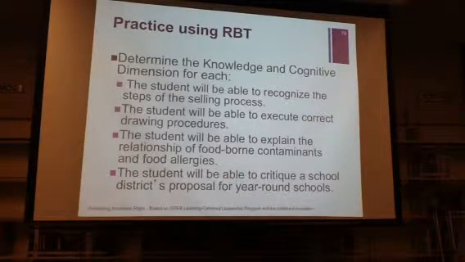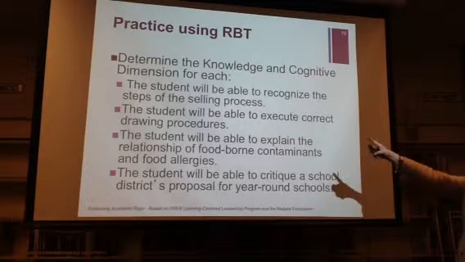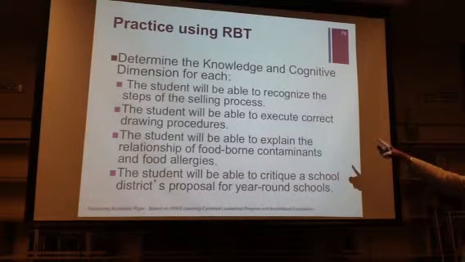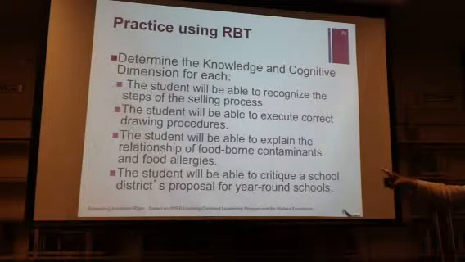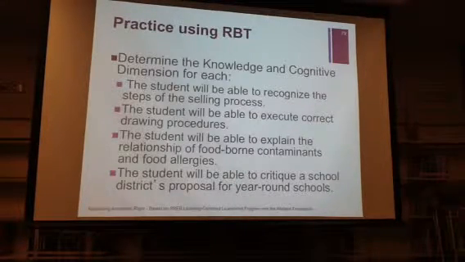All right, so now we're going to practice. Before lunch, we're going to practice what you learned. There are 4 here. Student will be able to recognize the steps of a selling process. The student will be able to execute the correct drawing procedures. The student will be able to explain the relationship of foodborne contaminants and food allergies. And the student will be able to critique the school district's proposal for year-round schools. Oh, I'm sorry. Yeah, there are 4. What I want you to do is at your table, determine is it a B1, a C3, an A2, work together, and then I'll give you the answers on this one. I have a key on this one.